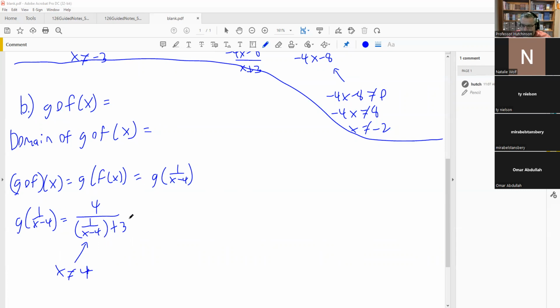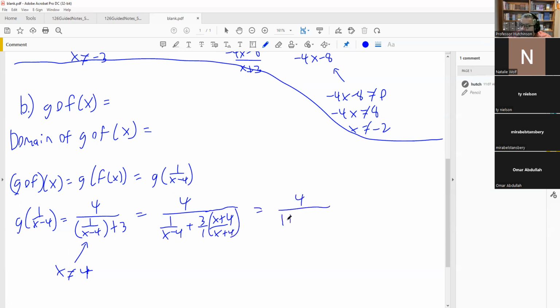But I have to continue with this in order to find the final simplified answer for g of f of x, and that's the one I'll find the domain with again as well. But I already know one number not in my domain is going to be 4. Now let's go further here, and we'll get some common denominators. It's plus 3 over 1, and I have x plus 4 over x plus 4. I can write it like that, getting some common denominators.